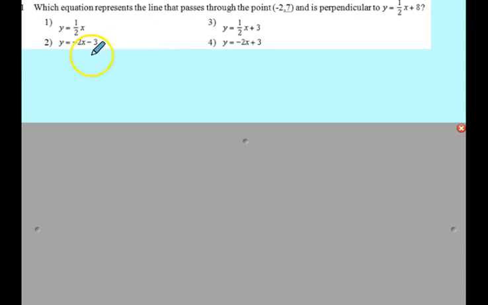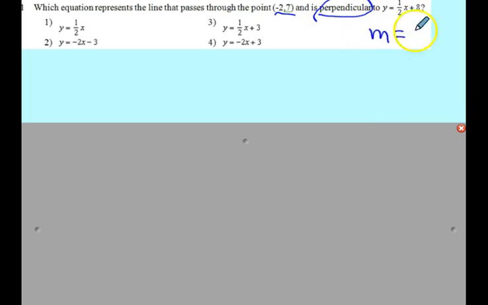Okay, some of you do need to review this kind of questions. So, which equation of the given represents a line that passes through the given point and at the same time is perpendicular to the line whose equation is given? They're being very generous here. They are not giving you an equation that needs to be solved for y. But please remember that you need to solve it for y at all times.